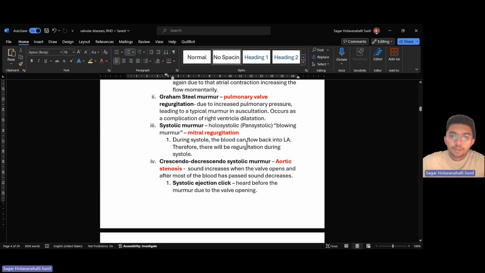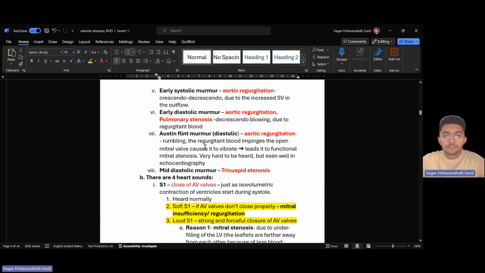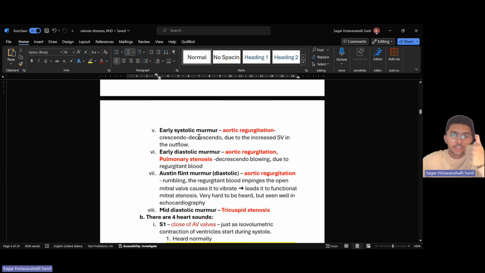You can go through this document to understand the other kinds of murmurs, and you'll get a better idea of these. So you have murmurs that you can use to evaluate which valvular defect you have.